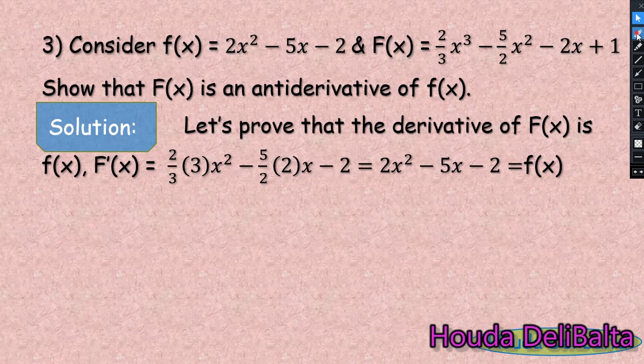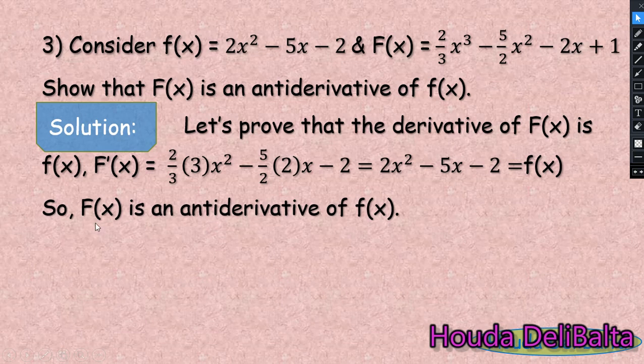Now, I cancel 3 by 3 and 2 by 2. So I will get 2x squared minus 5x minus 2, which is exactly f of x. And thus, I say that capital F of x is an antiderivative of small f of x.